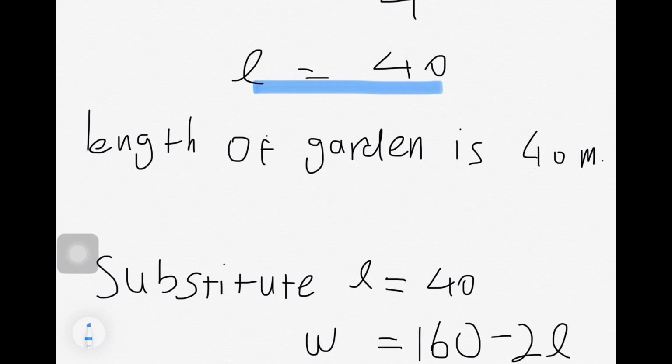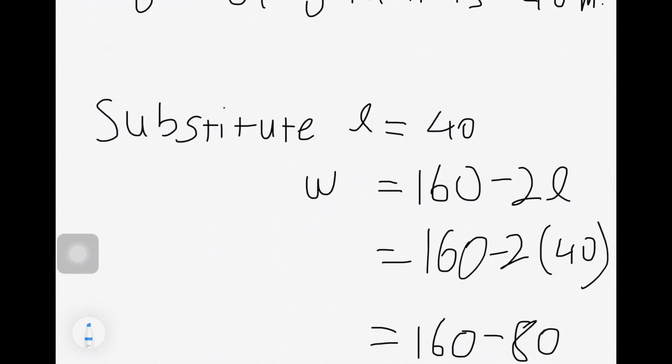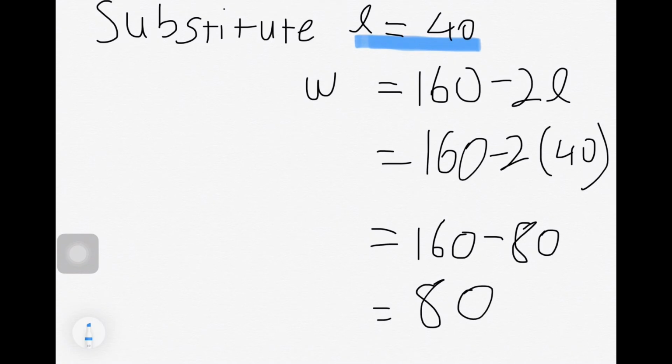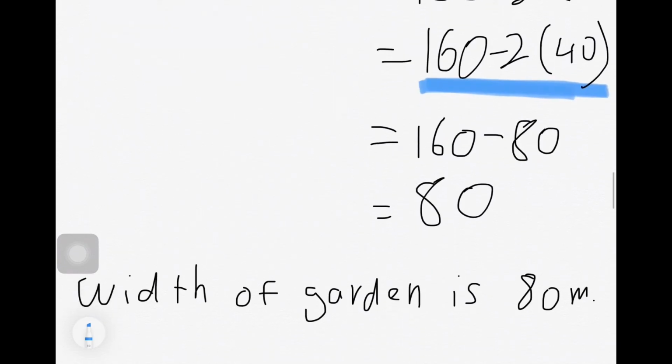Now we're going to substitute L equals to 40 into the first equation that we have done for this work. So substitute 40 into L now, 160 minus 2L, and then substitute the 40 into L, and it becomes 160 minus 80 equals 80. So now we get the width of garden is 80 meters.